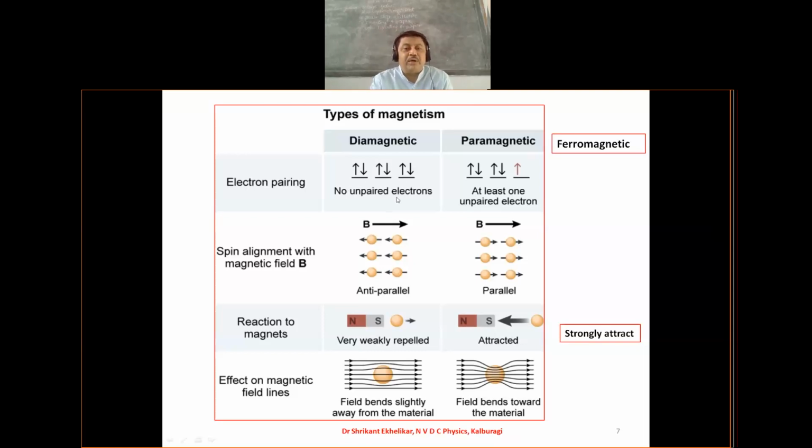So in diamagnetic materials, all the electrons are paired, so the net magnetic moment is zero. When placed in an external magnetic field, they align themselves in a direction opposite to the induced field or the applied field. And if a magnet is brought near this kind of material, there is a weak repulsion. Diamagnetic materials are repelled from the magnet, and they align themselves in the opposite direction.